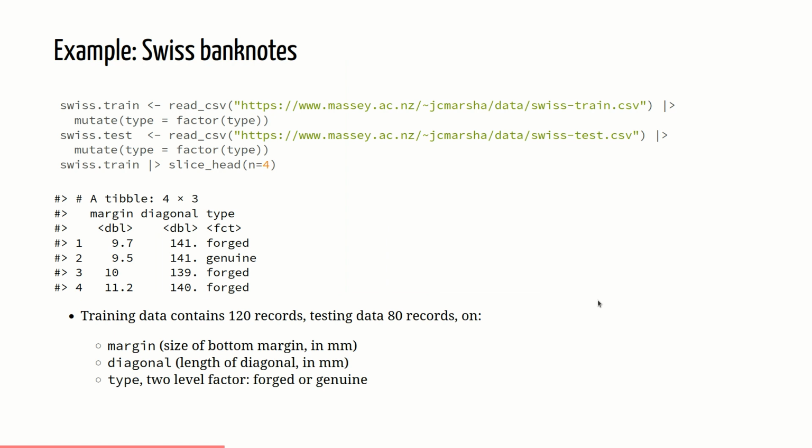Okay, so here's an example. We've got this data on Swiss banknotes. We can see that we have two pieces of information: the margin and the diagonal. Both are measured in millimeters. This is the diagonal across the print, I think it is, and this is the margin around the printed portion of the note. And then we have whether the note is actually forged or genuine. The idea is that the forged notes may differ in some way in terms of their margin and diagonal compared to the genuine notes.